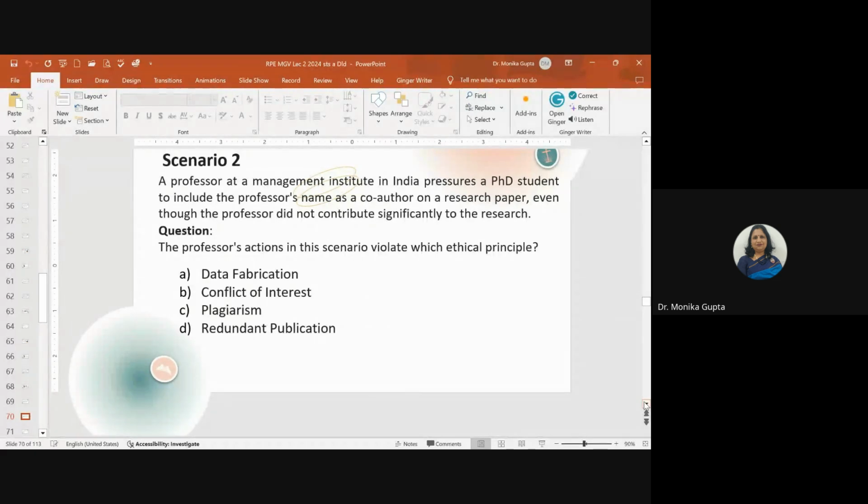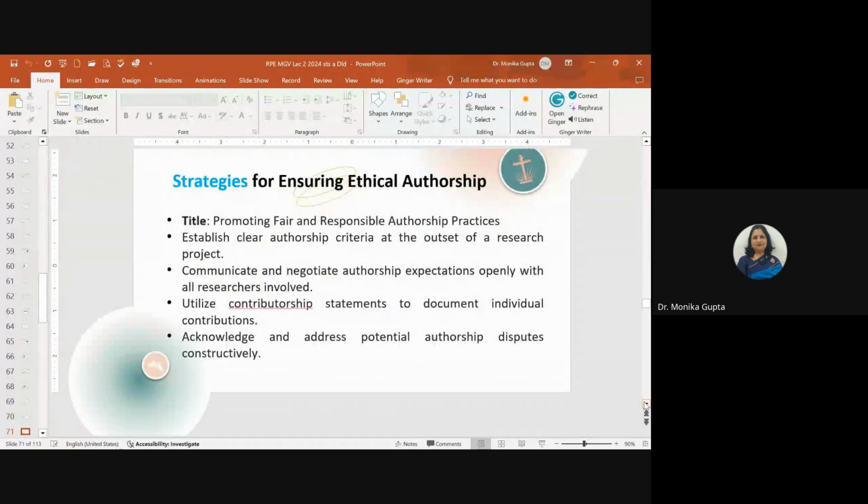I think this is clear, very much clear. And this is again a malpractice and a common practice. Yes, which one? Ideally, it should be conflict of interest. Yes, this is B, conflict of interest.